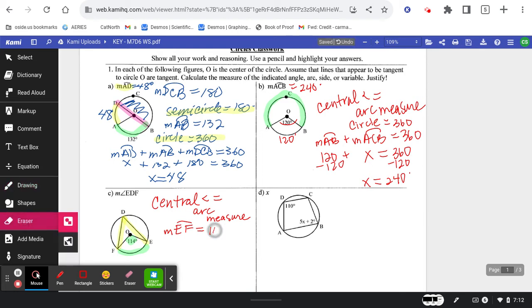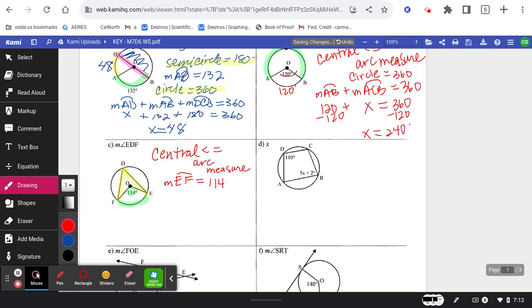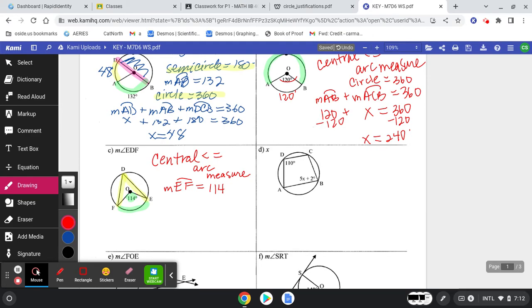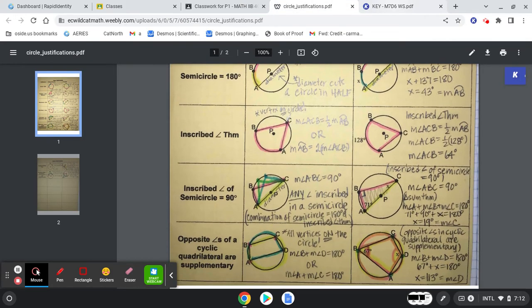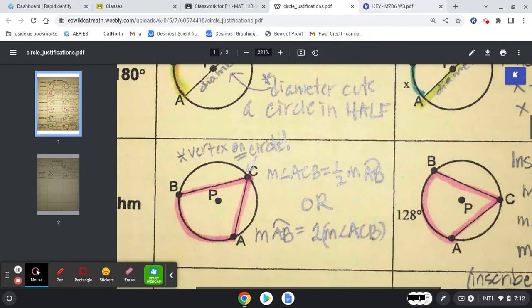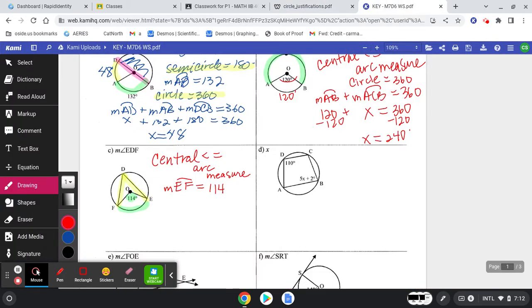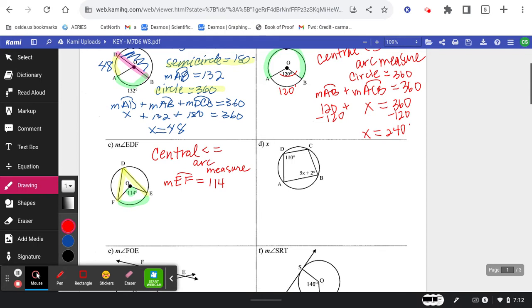And then we have a rule for inscribed angles. Look at your yellow notes real quick. Inscribed angles, you got it, are half the intercepted arc. So see this right here? The measure of angle ACB is half of the measure of the intercepted arc. So we say that the measure of angle EDF is equal to half of 114. So grab your calculator and do that.